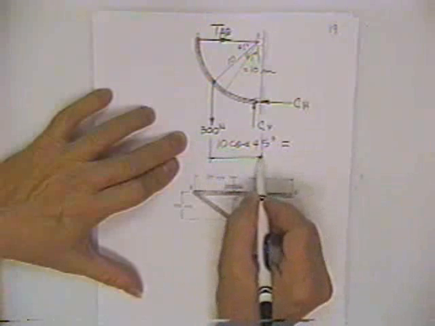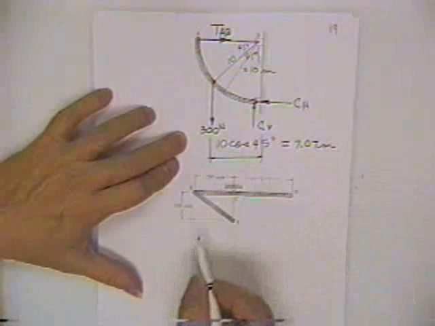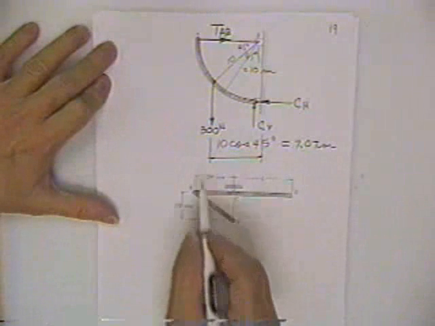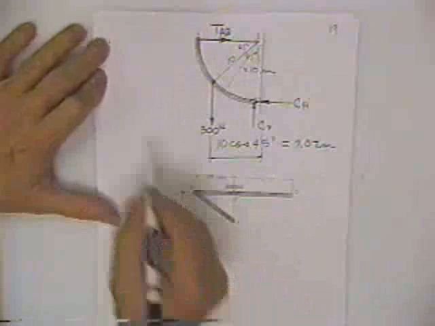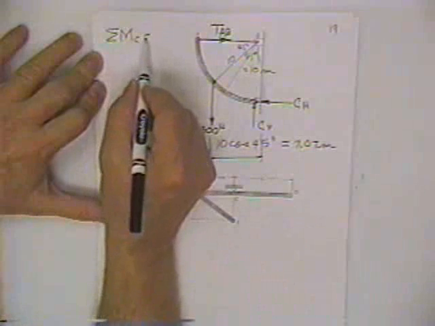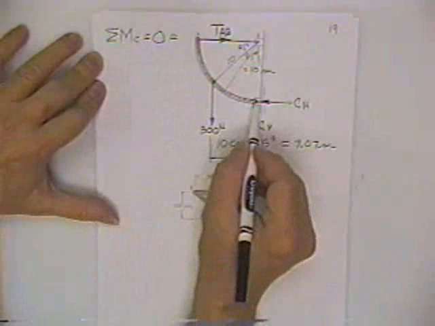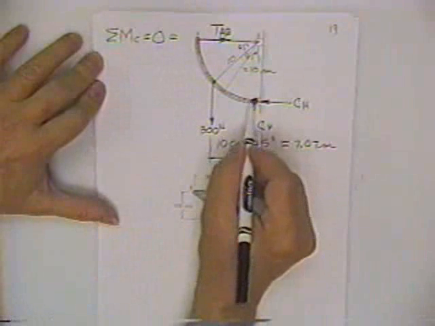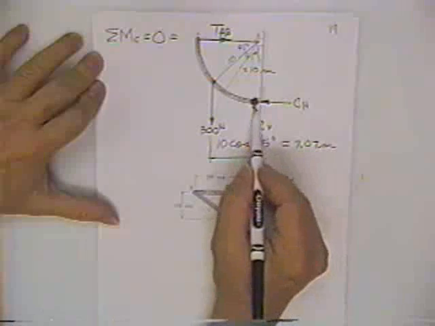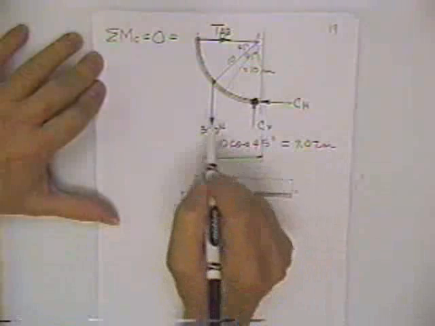How far is that? 7.1. 7.07 meters. Okay. Now then, all you got to do to solve for the tension force in the rope is sum moments about point C equals 0. I selected point C to sum moments about because two unknowns come through that point, and that makes it a good place to sum moments about. Those two will drop out.